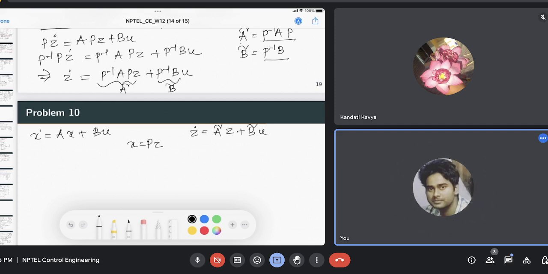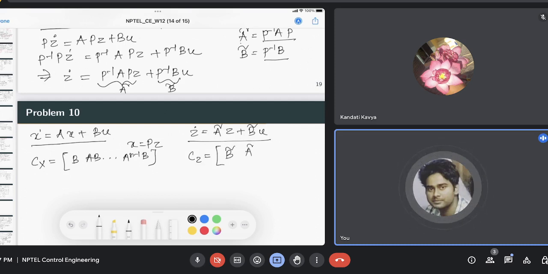So first write the controllability matrix for this. What is this controllability matrix? B, AB, up to A to the power n minus 1 B, for the n dimensional case. And for the transformed system, the controllability matrix will be B tilde, A tilde B tilde, up to A tilde to the power n minus 1 B tilde.